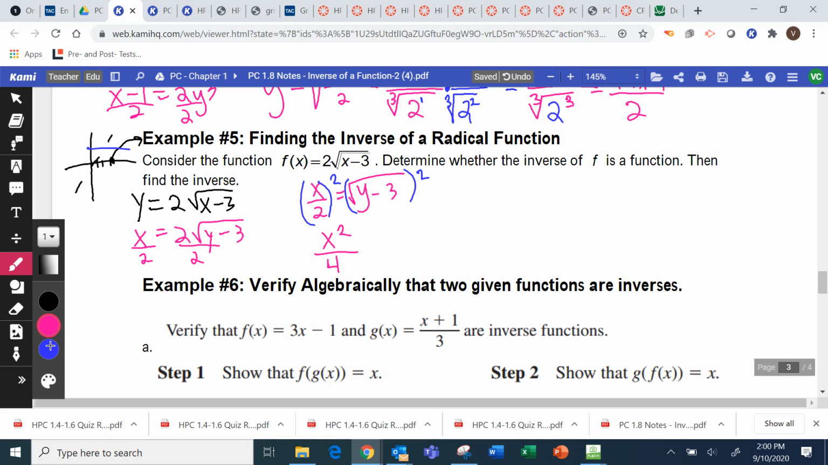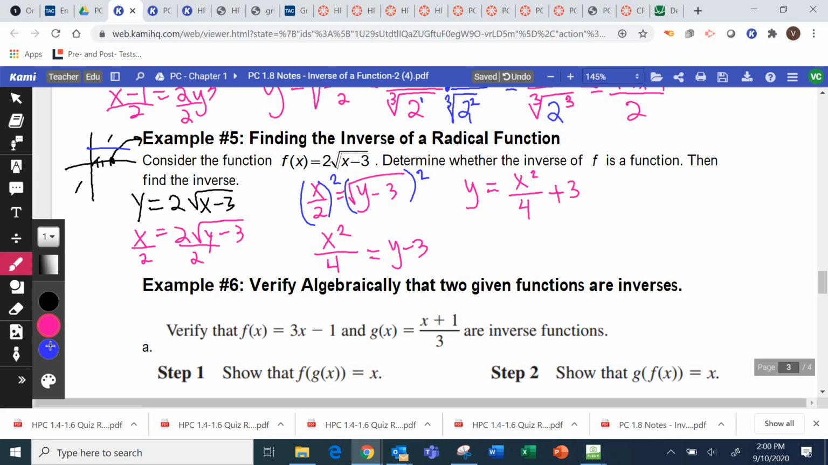That's a place where some people make silly mistakes. They forget to square the 2 and get 4. Just warning you guys, I know where people make silly mistakes. And then finally, we will add that 3, and we get y equals x squared over 4 plus 3.